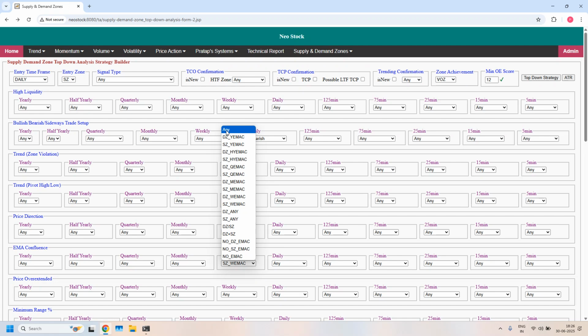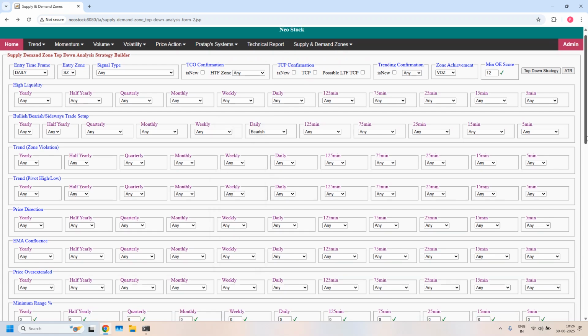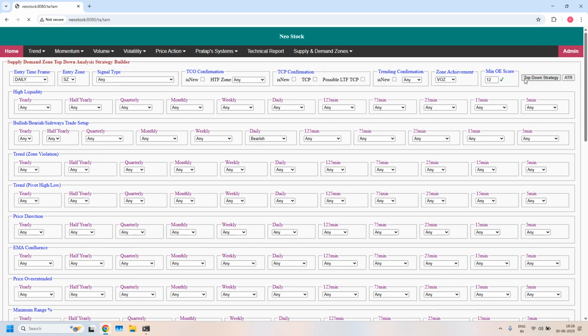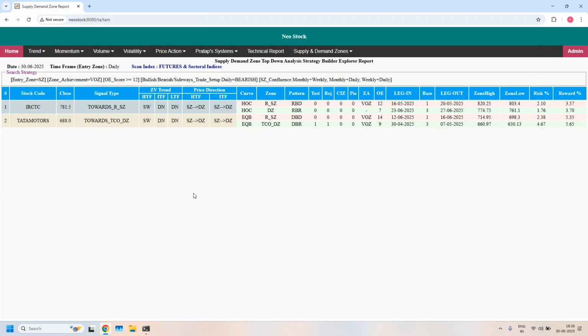Okay, next we will look into LTF, ITF, even HTF supply zone confluence supported stocks. I am removing the EMA filter. Supply zone confluence, 3 filters I have to set. Daily and weekly, daily and monthly, and also weekly and monthly supply zone confluence. With all 3 filters, we got 2 stocks.